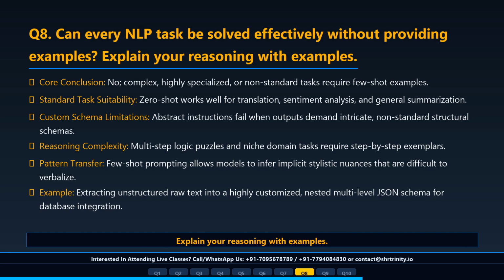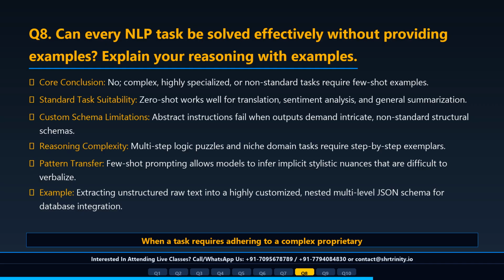Explain your reasoning with examples. No, not every NLP task can be effectively solved using zero-shot prompting. While zero-shot prompting is highly effective for standard, high-resource tasks like translation, sentiment classification, and basic summarization, it encounters significant performance limits on complex or highly customized tasks.